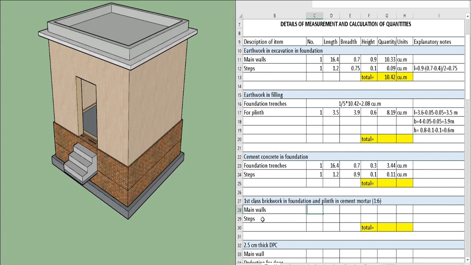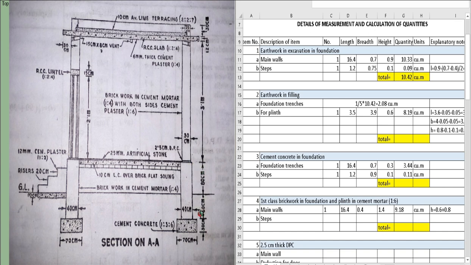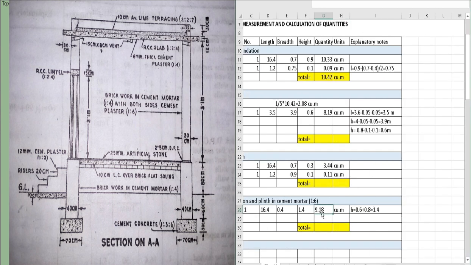So we have the number of the main walls 1, and the length is always centerline length because we don't have any partition walls. So our length is centerline length, that is 16.4 meter, and the width is 0.4 meter. So the total height is 0.6 meter plus 0.8 meter, that is 1.4 meter. And the total quantity is 9.18 cubic meter.